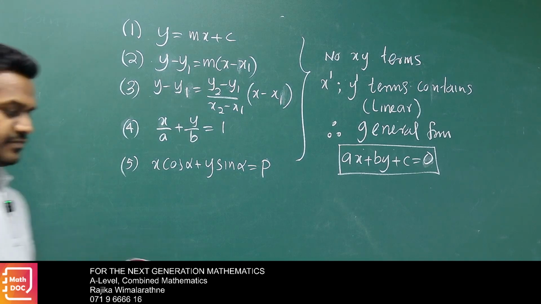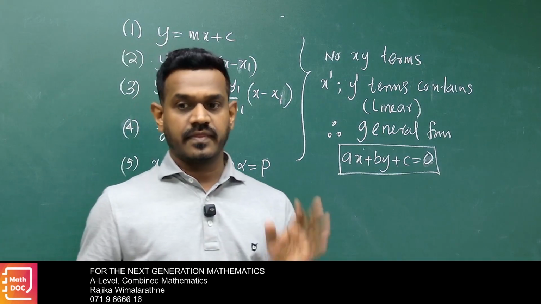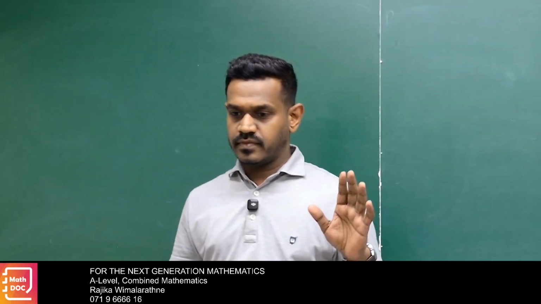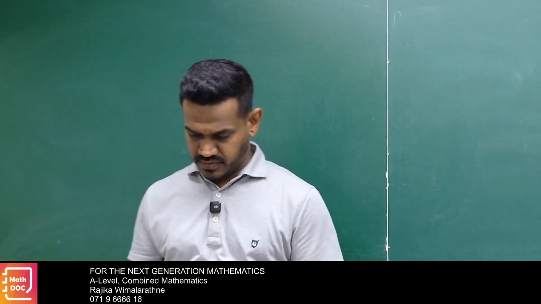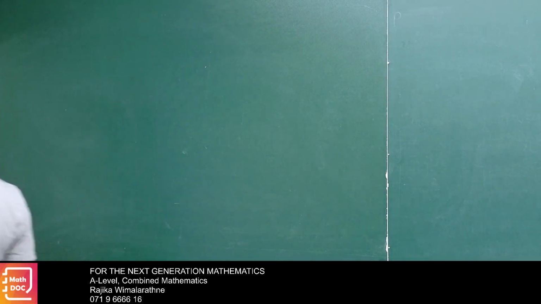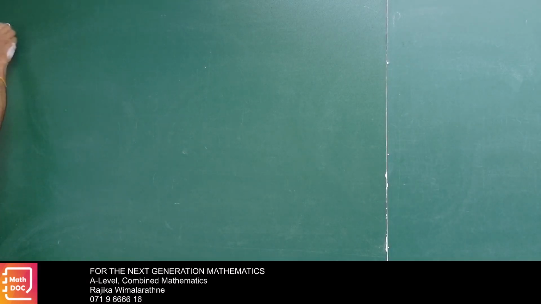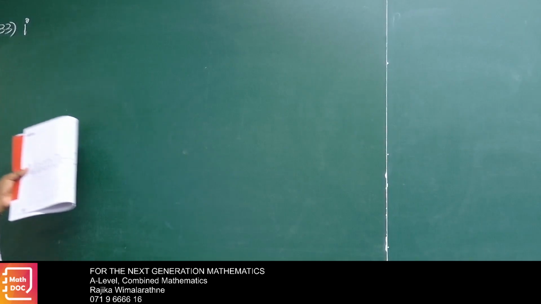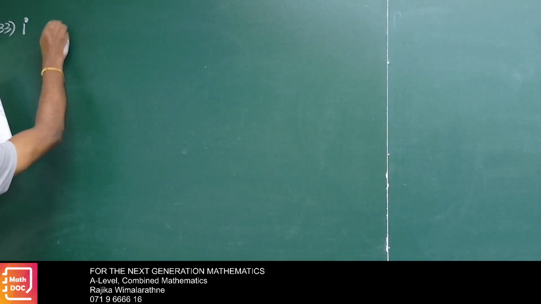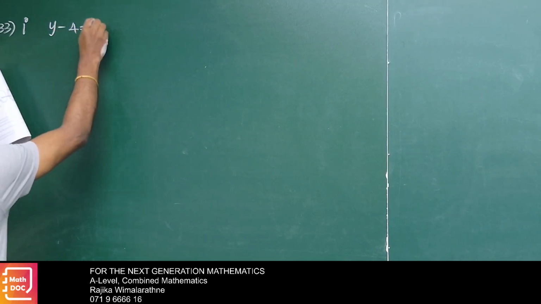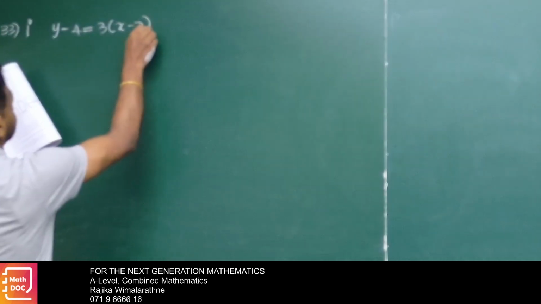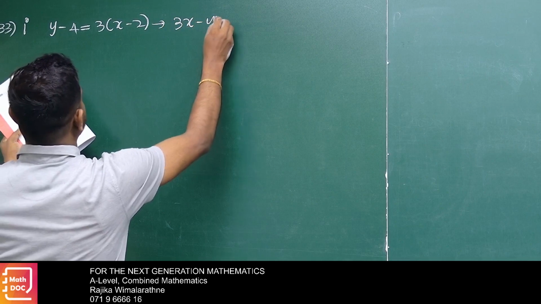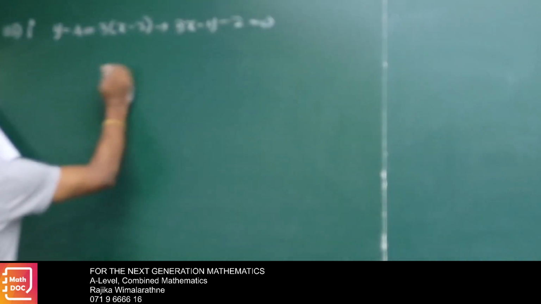Okay, time's enough. Check your answers. First one, gradient 3 passing through (2, 4). y minus 4 equals 3 times (x minus 2). Simplify: 3x minus y minus 2 equals 0. Better write the general form now.